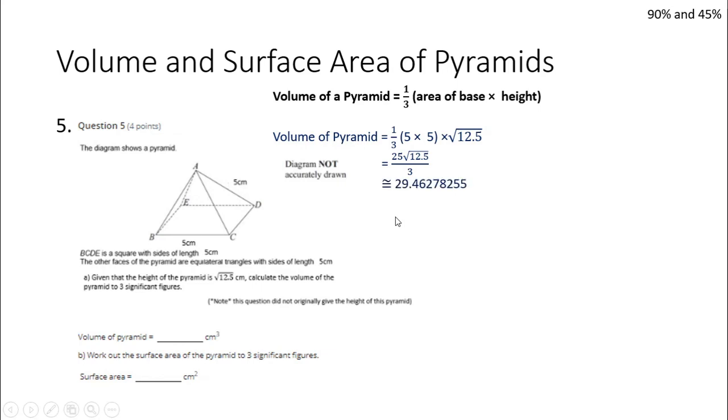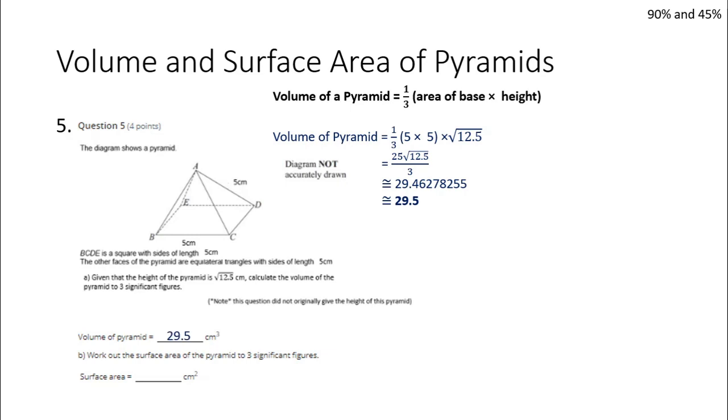Calculating that out though, that would be 29.46278255. Now that's obviously run off the end of my calculator there. That is not perfectly accurate, as you can see by the symbol we've got in front there. The 3 significant figures, that would be 29.4 with a 6 after it. That's going to round the 4 up. That makes 29.5. So my volume 29.5, and 90% of you got that right.